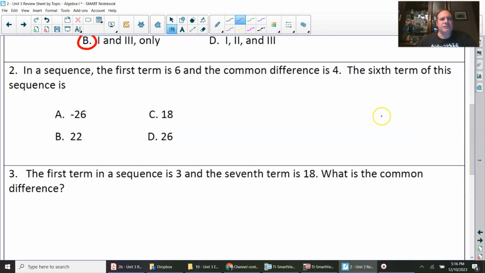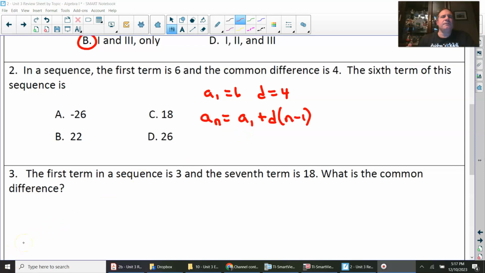In a sequence, the first term is 6. The common difference is 4. The sixth term of this sequence is... the formula is there. So this is the formula to figure this out. And there's different ways to do this. I'll do it by hand. This is easy enough to do that way.